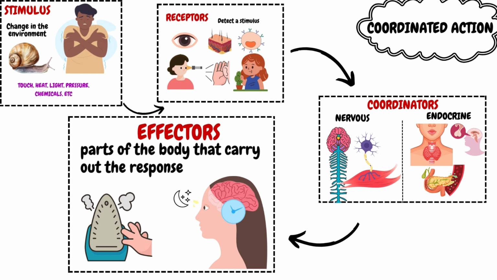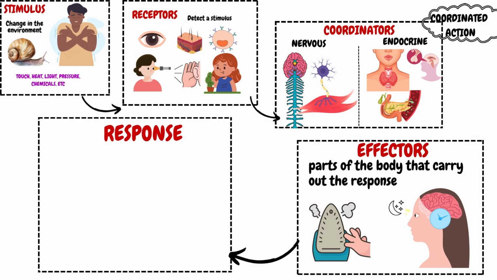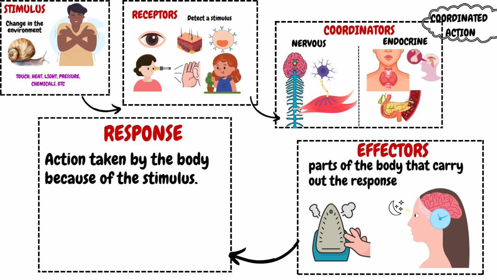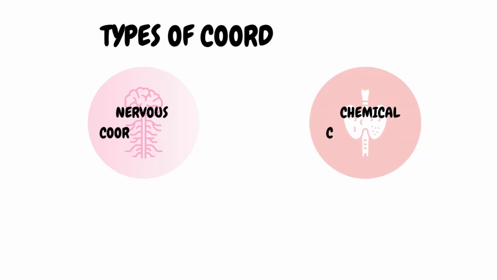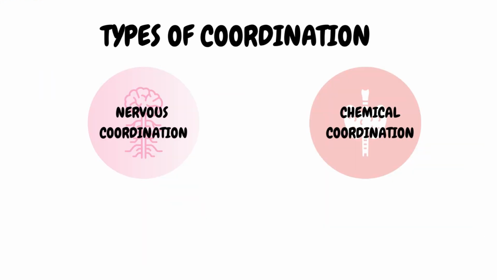And finally, we have the response, the result of coordinated action. This is the action taken by the body because of the stimulus. Let's discuss the 2 main types of coordination that control these actions.